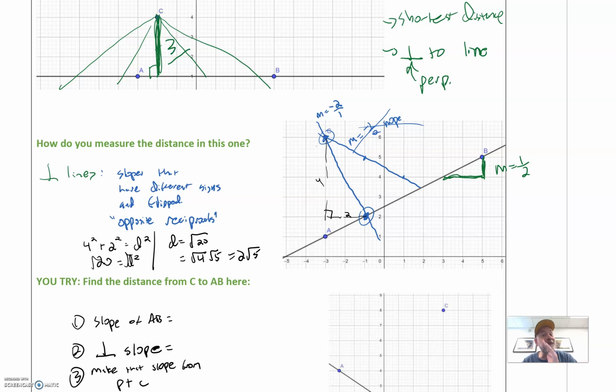And to find the perpendicular slope, we do that opposite reciprocal thing. We take one slope. If we want to make a perpendicular slope, we change the sign, but then we turn it over so that if it was flat, it becomes steep. If it was steep, it becomes flat. And that way they'll be perpendicular. If you just change the sign, it won't be perpendicular.